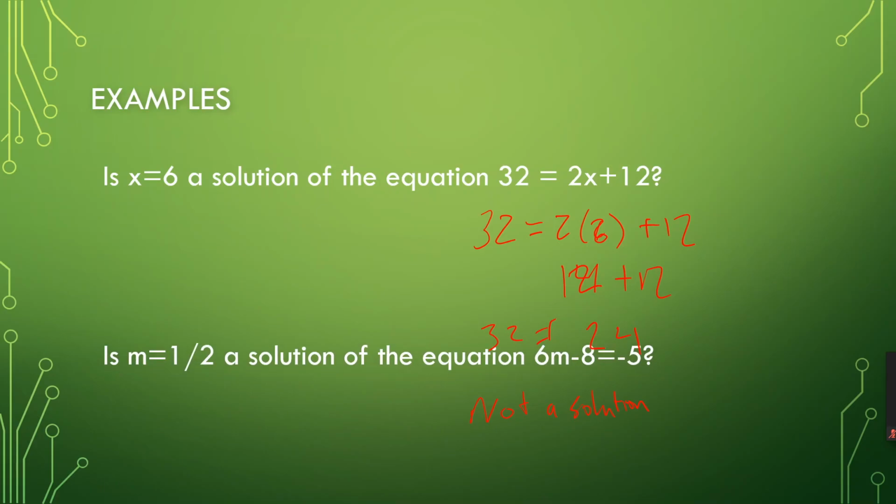Okay, looking at the next one, is 1/2 a solution of this? So I'm going to do 6 times 1/2 minus 8 equals -5. 6 times 1/2 is going to be 3, minus 8 is going to be -5. So I have -5 equals -5, so that's true, so it is a solution.